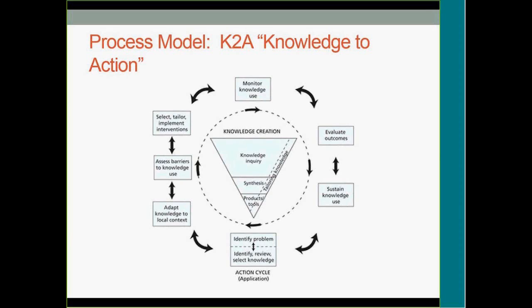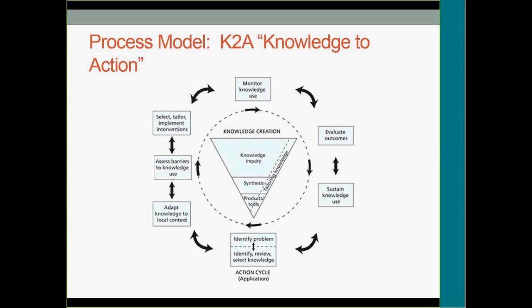Cost, okay, yeah, cost, insurance coverage. You would say, okay, this is a new medication for heart failure. It's superior to what's out there. It's cost-effective. And by the way, it's covered by some of the local insurers here in Cleveland. That would be very important, local knowledge, right? Okay, so then you move stepwise, assessing barriers to knowledge use.